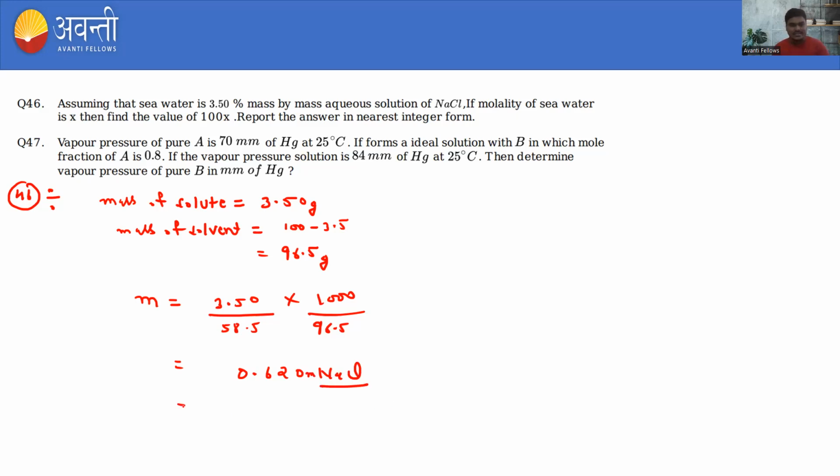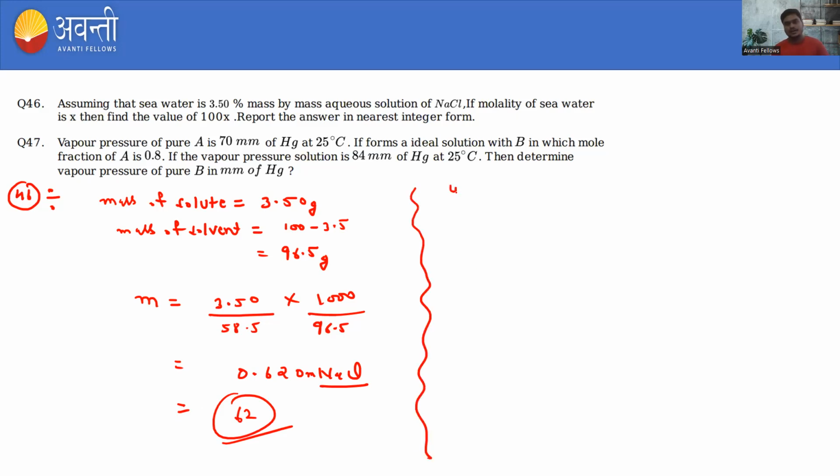So what is the value of X? Just multiply by 100. When you multiply by 100, what will you get? You'll get 62. So what is the correct answer? That is 62. So 62 is the numerical value for this question. 46.